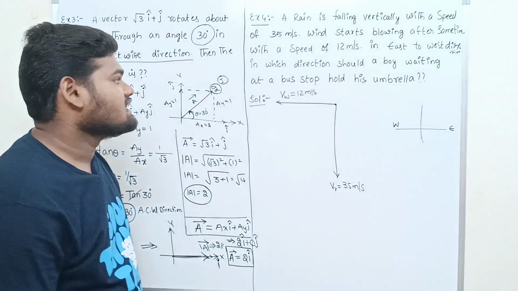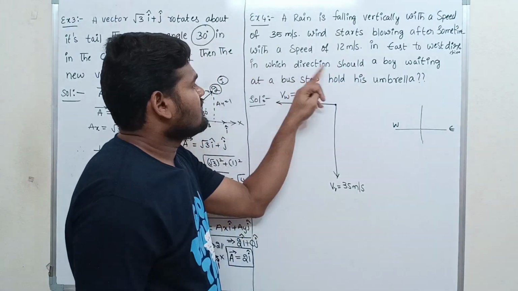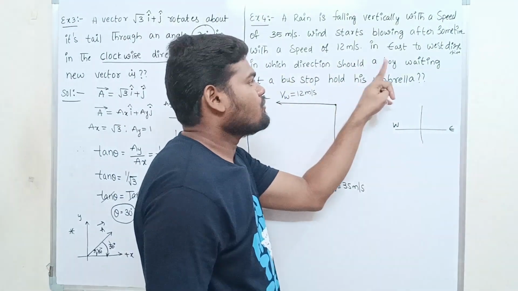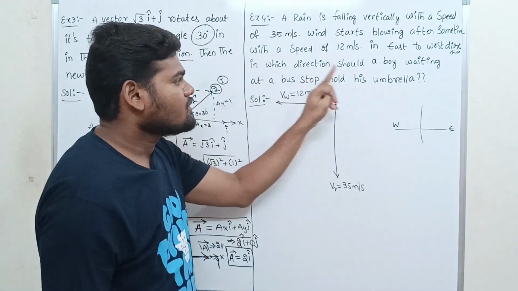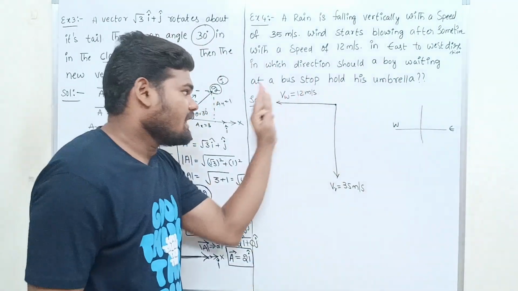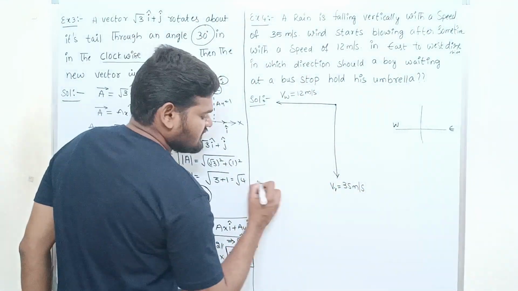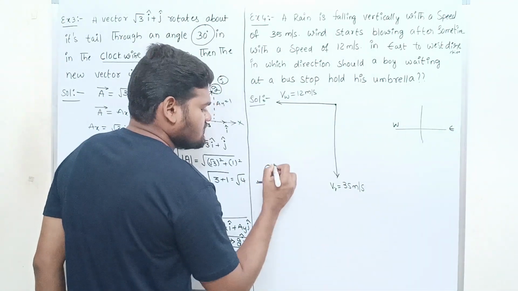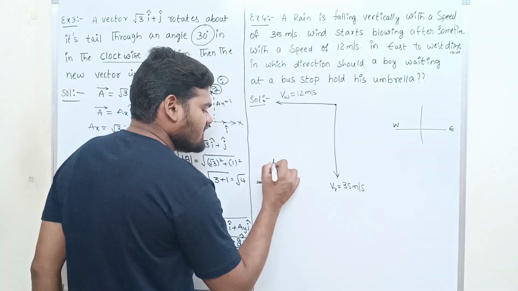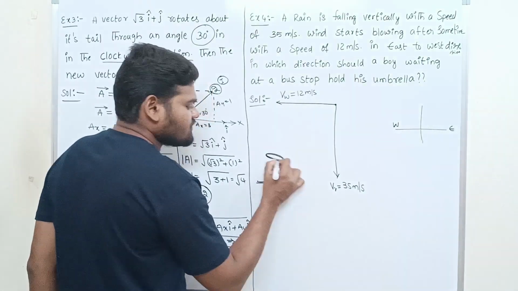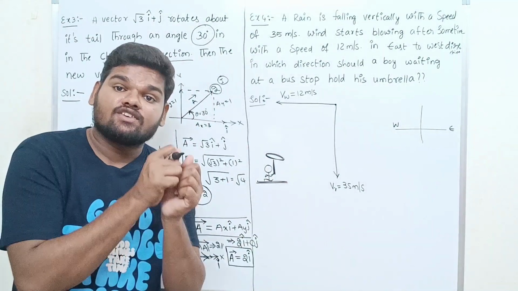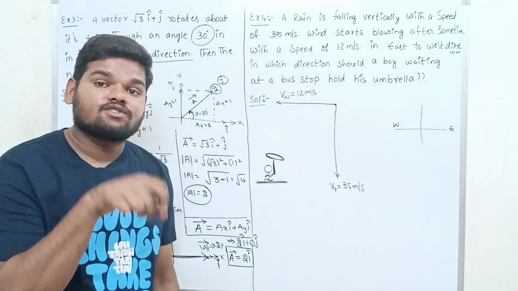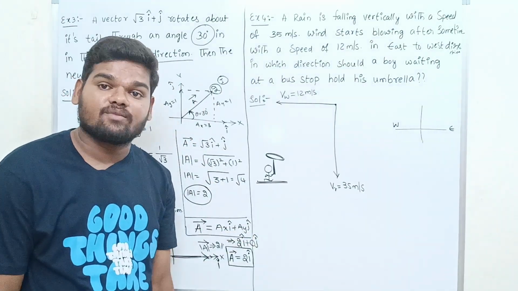Now what they are asking: in which direction should a boy waiting at a bus stop hold his umbrella? At this condition, the boy is standing at a bus stop. So in which direction should this boy hold his umbrella to prevent himself from the rain?